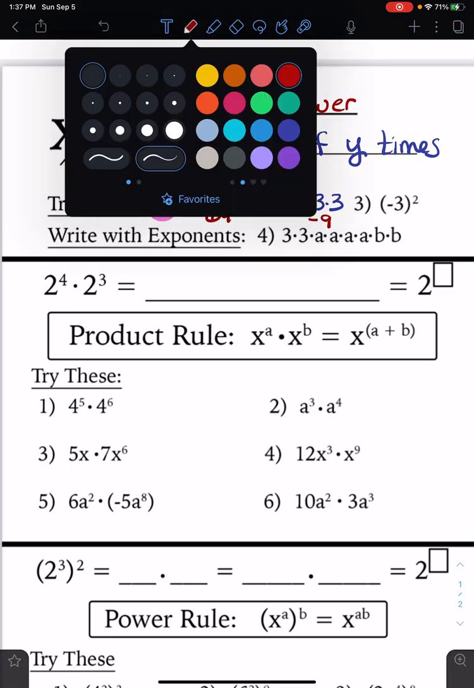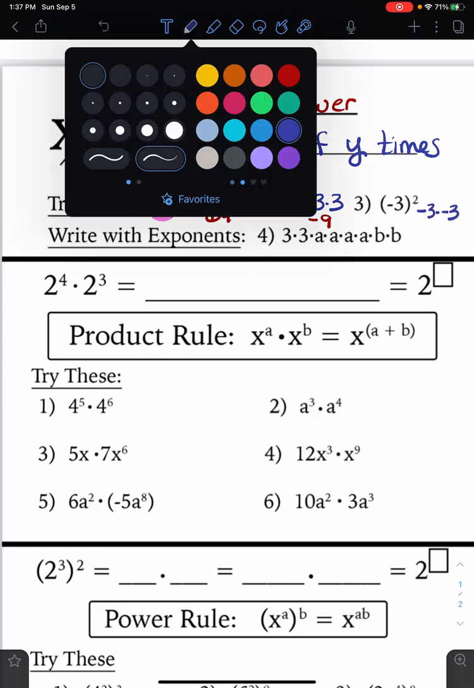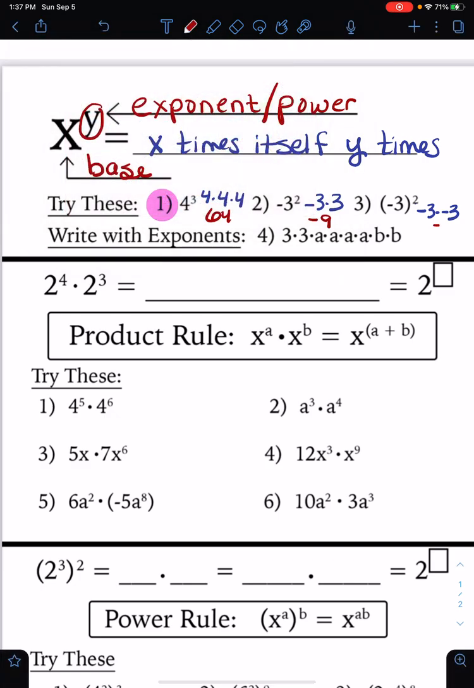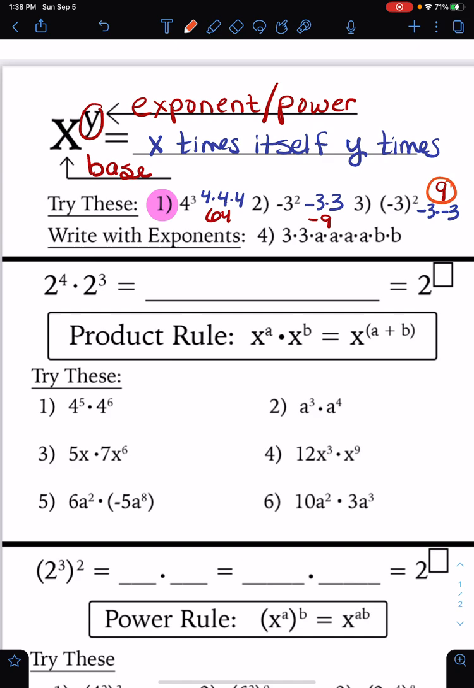And for number 3, since the 2 is touching the parentheses, that means every single thing in the parentheses is being squared. So that one has negative 3 squared, which is negative 3 times negative 3, which is 9. I'm going to write it up here so I don't run out of space. Let me circle some answers. I love circling answers.